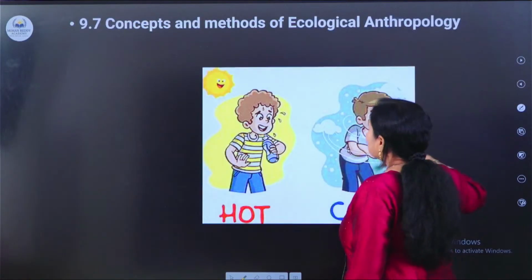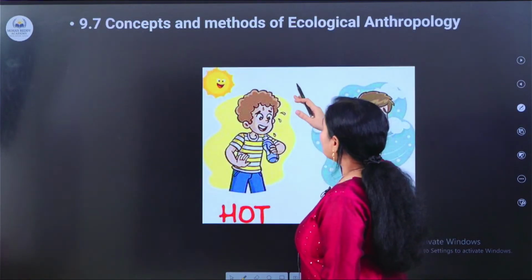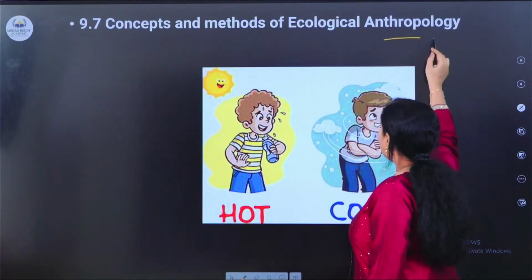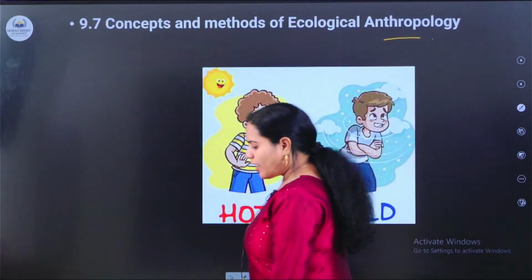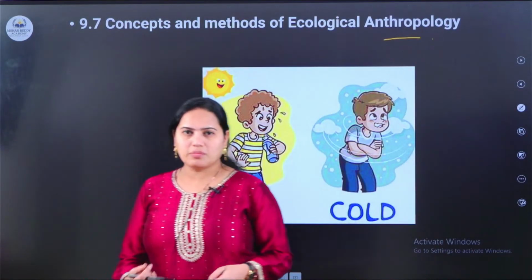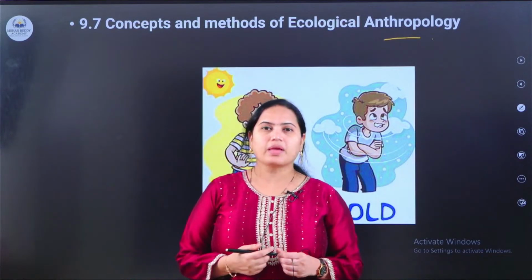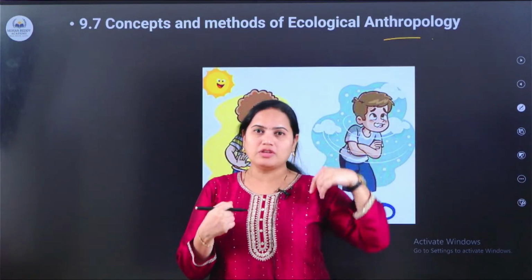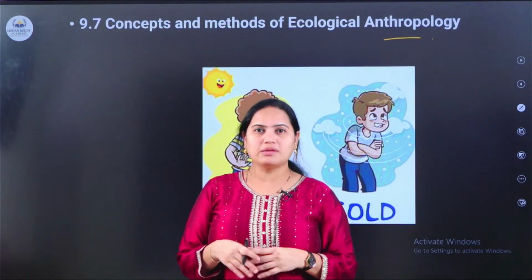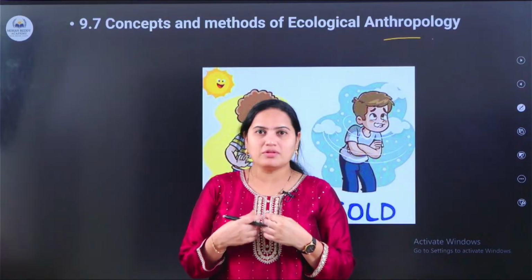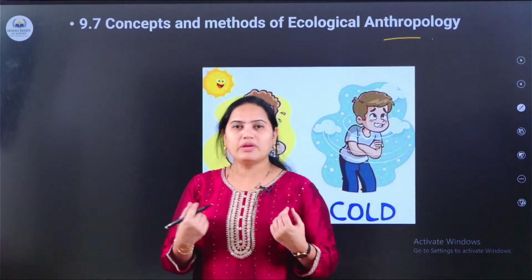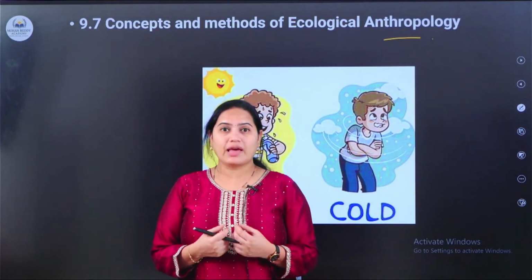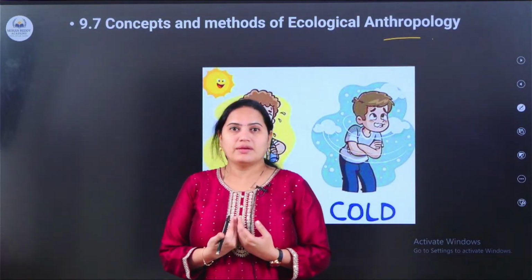And then let us understand 9.7, which talks about the concepts and methods of ecological anthropology. Ecology, hypothermia, hyperthermia. For an example, right now I am wearing this dress. Imagine my class is actually conducted in Greenland. Imagine that I am an educator and right now I am present in Greenland. Do you think that I will definitely wear this dress? No. Then I will be wearing some woolen clothes because I have to keep myself insulated. Isn't it true or not?